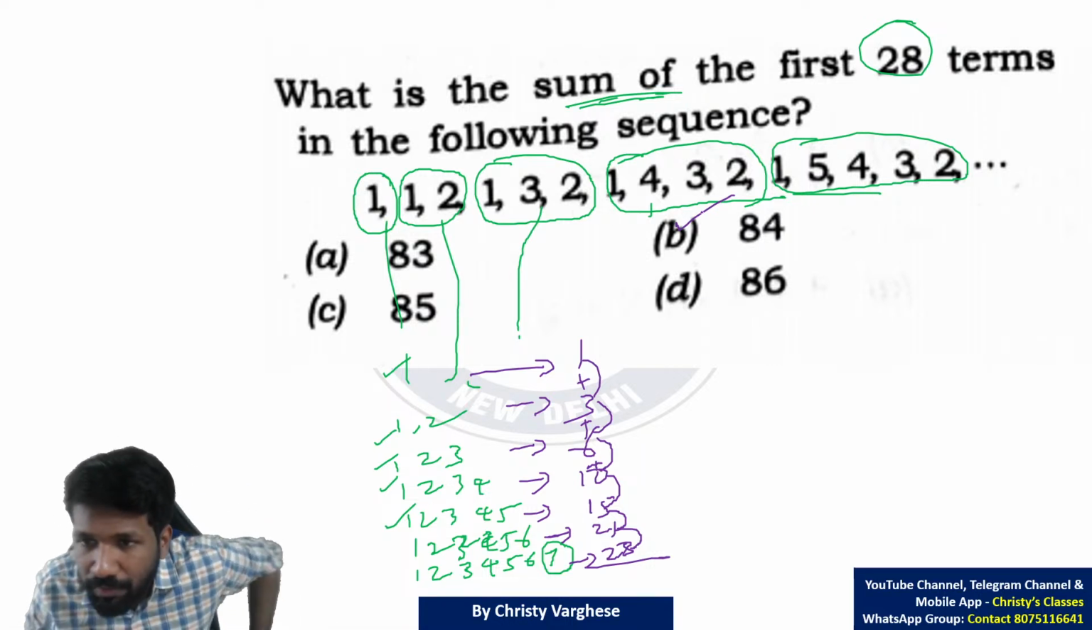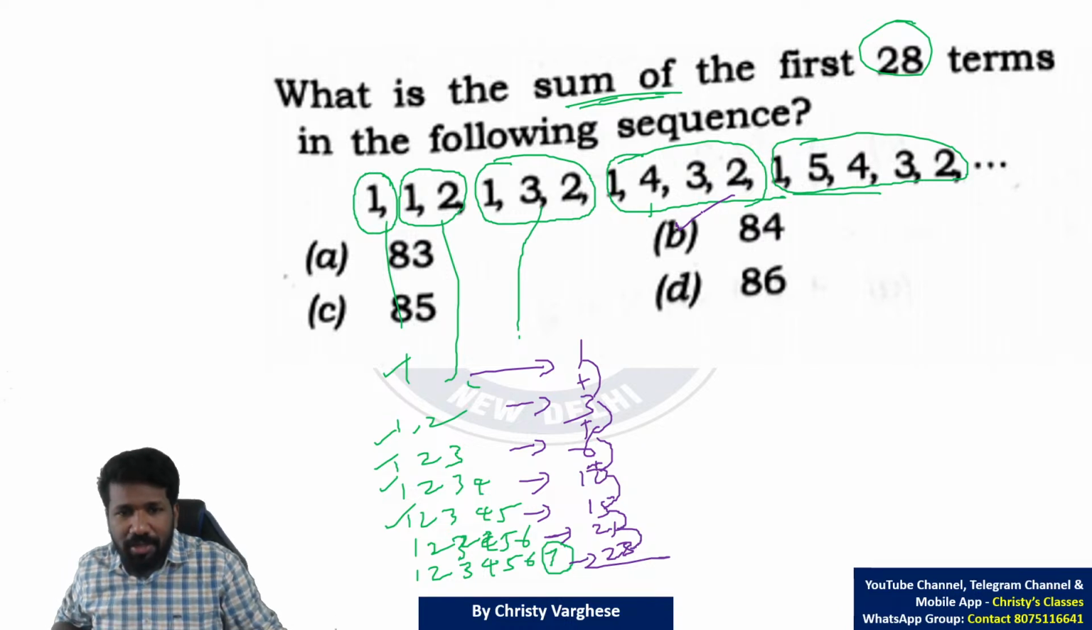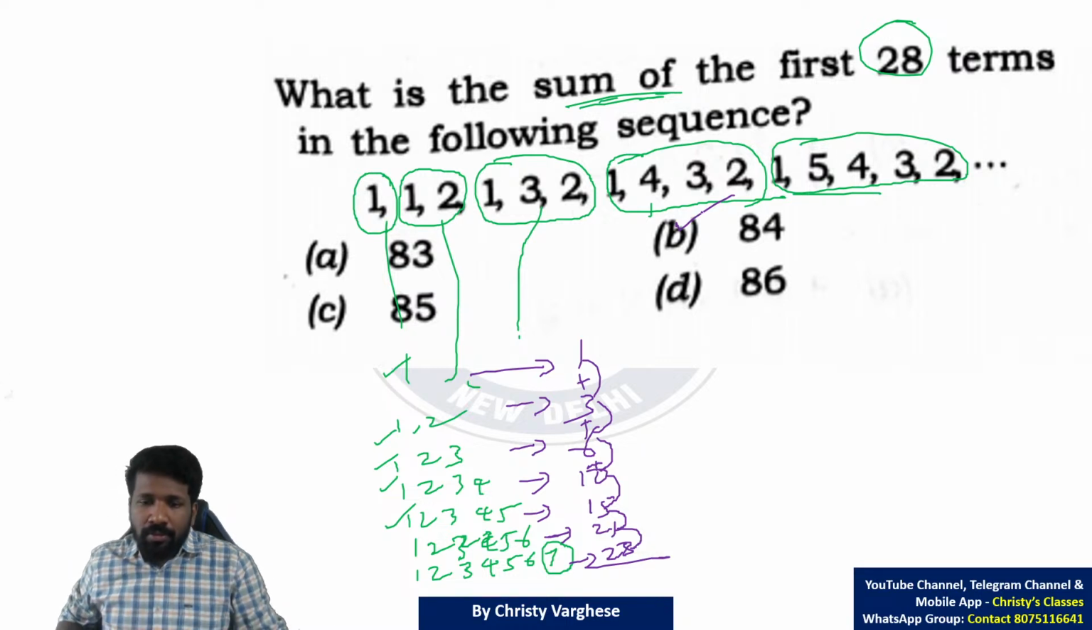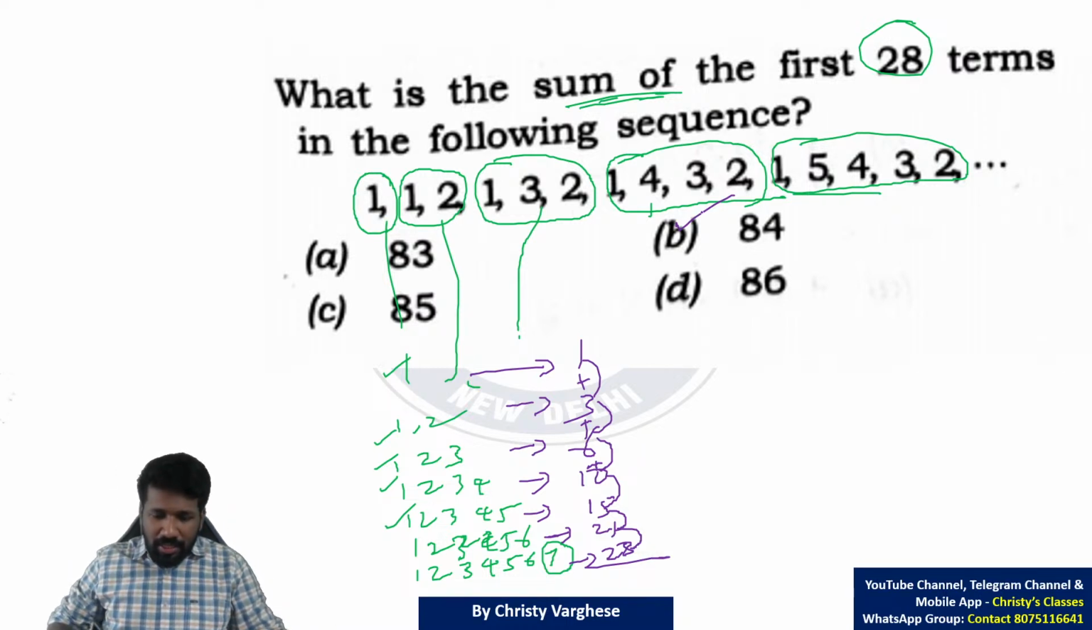So 84. Hope all of you understood it: rearrangement is the key in this question, and only then can you do this question faster. Okay, so if that is clear, try the next question.